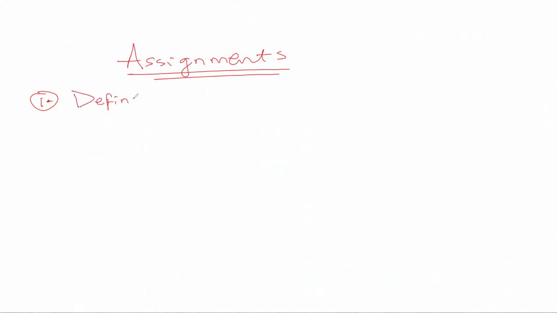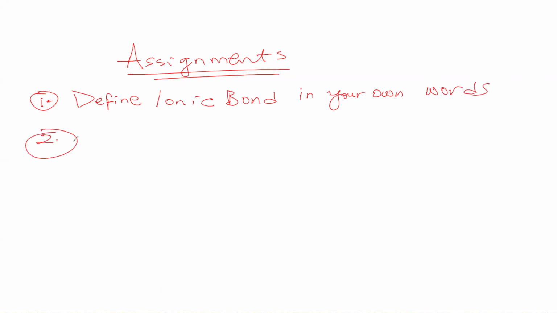So here are some assignments that I want you to go and do at home. Are you sure you will help me do them? Yes, sir. All right. Assignment number one. Can somebody read for me what I just wrote? Define ionic bond in your own words. Okay, beautiful.